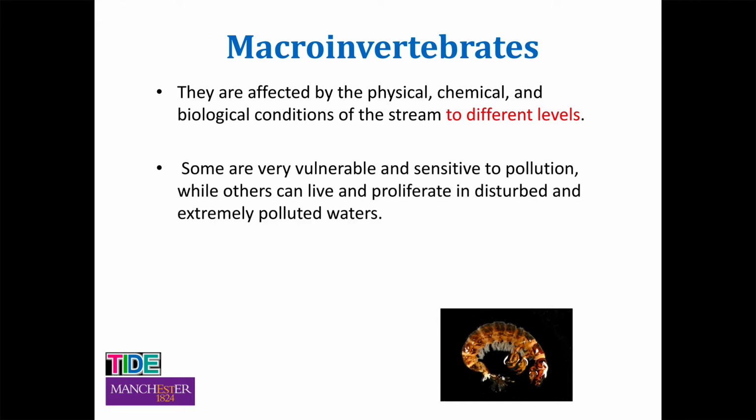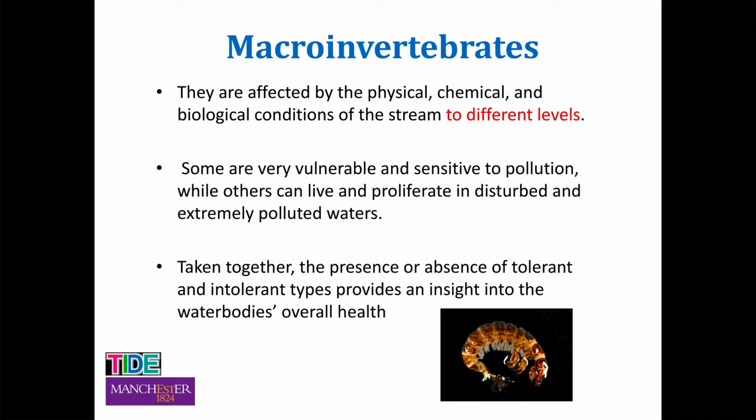Some are very vulnerable and very sensitive to pollution. For example, this caseless caddisfly shown at the bottom of the slide on the right. While others can live and proliferate in disturbed and really very polluted waters very happily. So taken together, the presence or absence of tolerant and intolerant types provides an insight into the water body's overall health.